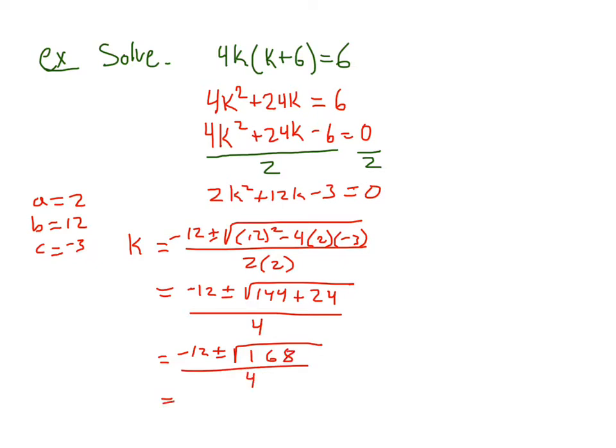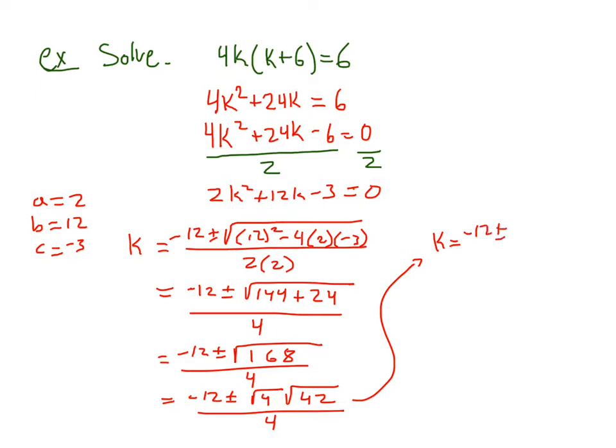Over 4. Now we can break up 168. That's going to be the square root of 4 times the square root of 42, which will give us negative 12 plus or minus 2 times the square root of 42, all over 4. Now each of these terms, the 2, the 4, and the 12, are divisible by 2, so we can go ahead and divide those by 2. Divide that by 2, you'll get negative 6. Divide this by 2, you get 1. Divide this by 2, you get 2.